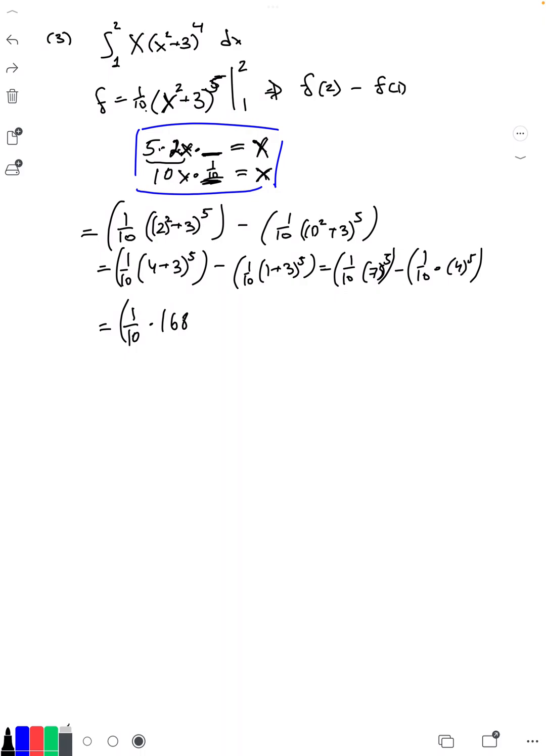16807 minus 1/10 multiplied by 1024, which equals 1680.7 minus 102.4, which results in 1578.3.